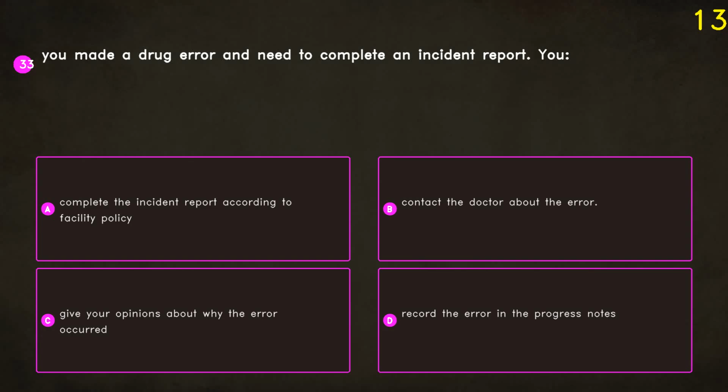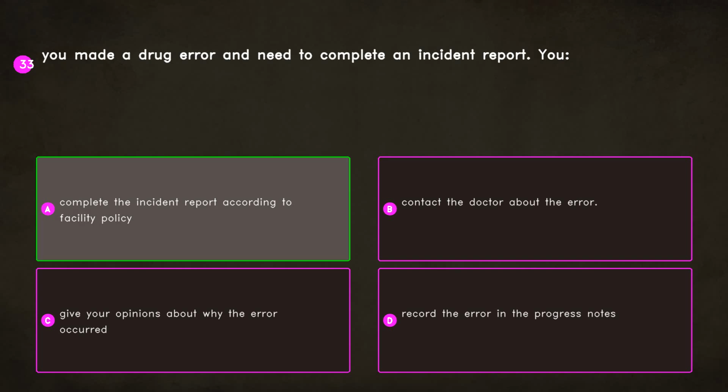Question 33. You made a drug error and need to complete an incident report. You A. Complete the incident report according to facility policy. B. Contact the doctor about the error. C. Give your opinions about why the error occurred. D. Record the error in the progress notes. The correct answer is complete the incident report according to facility policy.